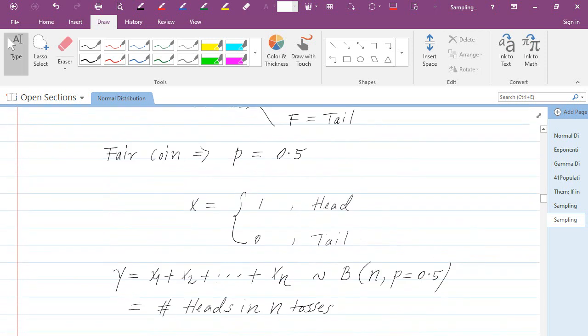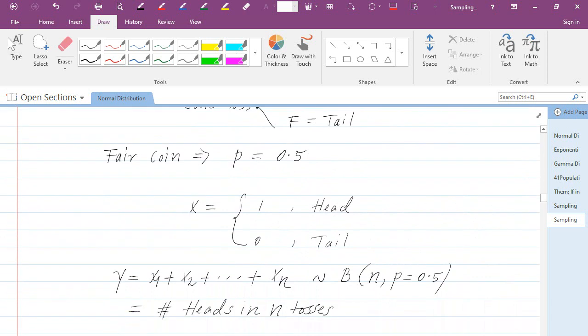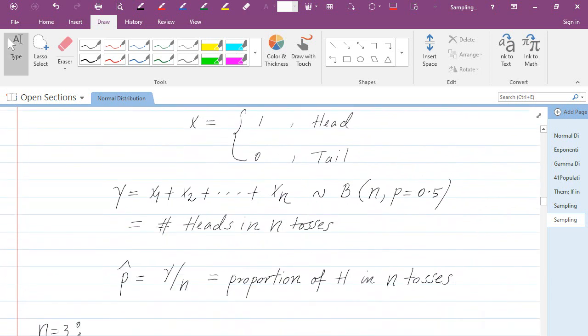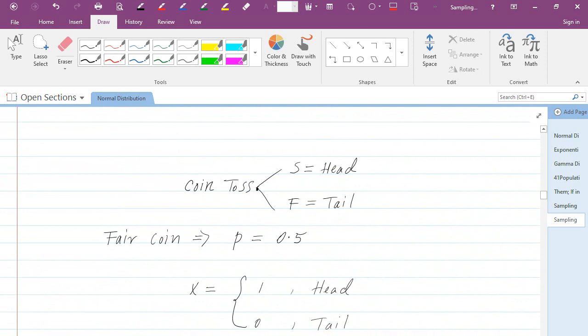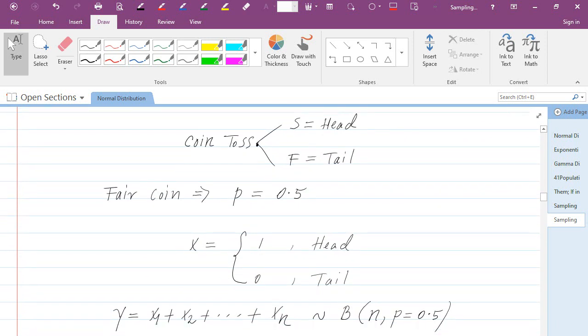So if I toss the coin n times, right? In this case, what would be the population? The population would be the value of x for all coin tosses. So if I imagine that I toss the coin forever, and observe the value of x, right?